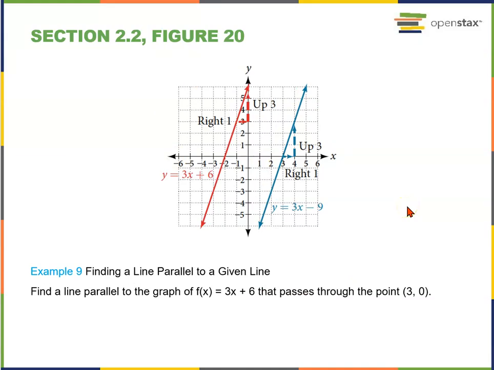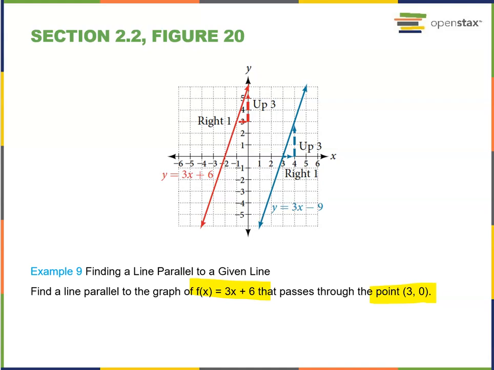Example 9, finding a line parallel to a given line. Find a line parallel to the graph of f of x equals 3x plus 6 that passes through the point (3, 0). So what do we have here? f of x equals 3x plus 6 and a point (3, 0).